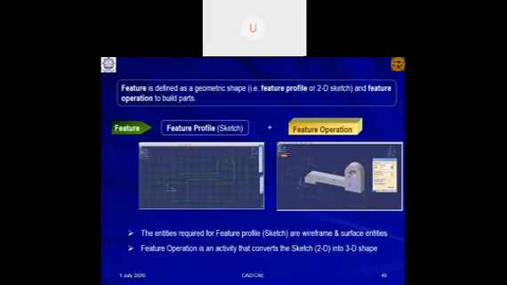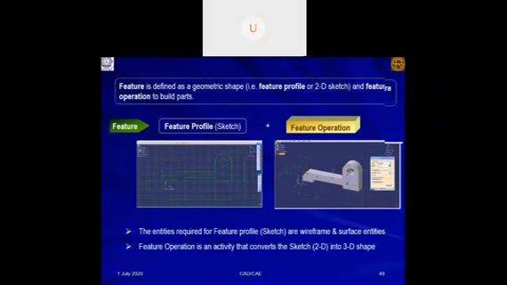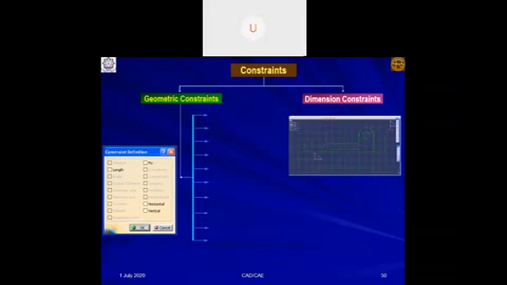Next, the feature operation is an activity that converts the sketch into the 3D object. There are different feature operations that you know, like extrude and revolve. So these are some feature operations. Now, in the feature-based approach, a lot of constraints are used. Whatever I have shown on the screen is based on the CATIA software. There are different geometric constraints as well as dimensional constraints.